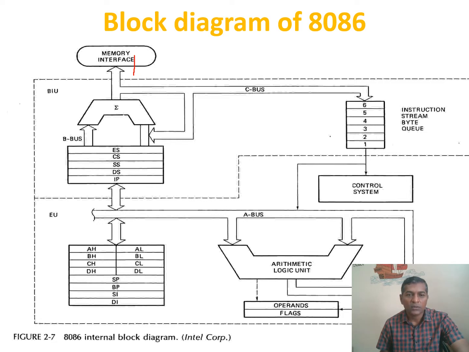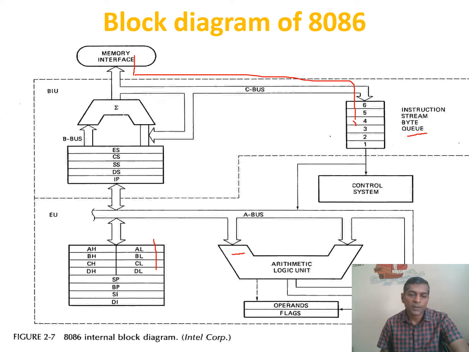The instruction bytes store all this information in what is known as a queue data structure. Then this information is further communicated to the arithmetic logic unit and these registers. These registers are nothing but the general purpose registers.